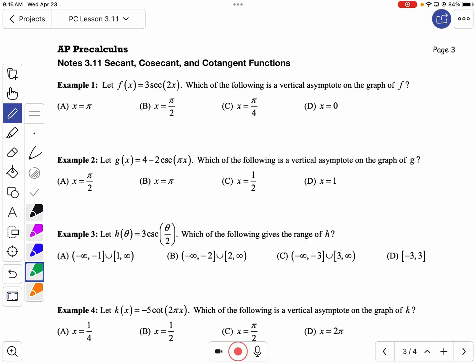All right, multiple choice. So it says, let f of x equal 3 secant of 2x. Which of the following is a vertical asymptote on the graph of f? Okay, here's what we're going to talk about. Our ghost for this one would be 3 cosine of 2x. This is my ghost, and this is where I'm going to start every time: what is my ghost function? That would be the transformation. So let's talk about how this transformation would change. What's the 3 going to change in the front? My amplitude.